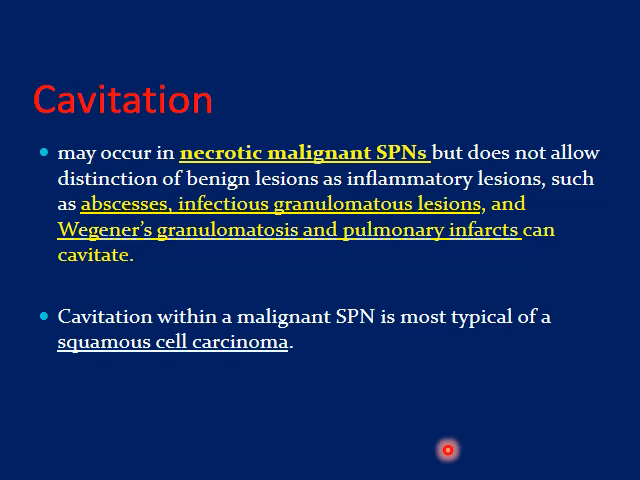Regarding cavitation, cavitation may occur in necrotic malignant solitary pulmonary nodules, but doesn't allow the distinction from benign lesions such as inflammatory lesions: abscess, granulomatous lesion, and Wegener granulomatosis. Pulmonary infarcts also can cavitate. Cavitation within a malignant solitary pulmonary nodule is most typical of squamous cell carcinoma. Once you see a malignant lesion in the lung that cavitates, it is usually squamous cell carcinoma. It has this reputation.